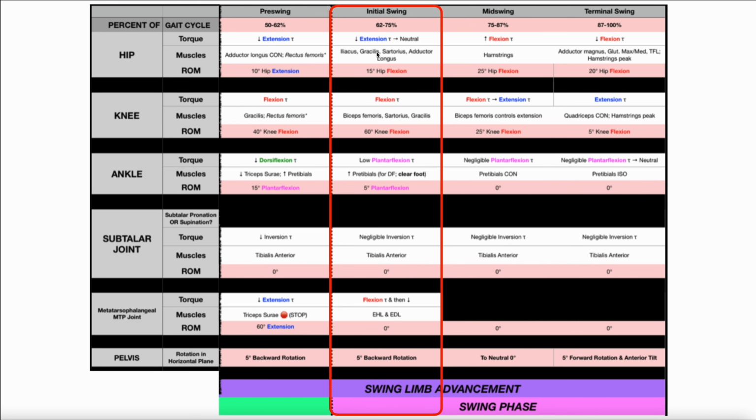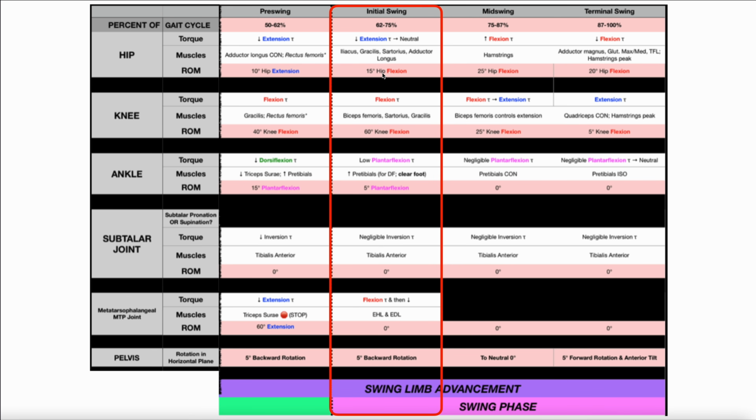And if you look at all of these muscles right here, iliacus, gracilis, sartorius, adductor longus, they may have other functions, like the gracilis is an adductor, sartorius performs the FABER motion, adductor longus is an adductor, but all of these have a secondary action as a hip flexor, okay? And iliacus, of course, is one of the primary hip flexors. So we're going to use all these hip flexors to go from 10 degrees of hip extension to 15 degrees of hip flexion.